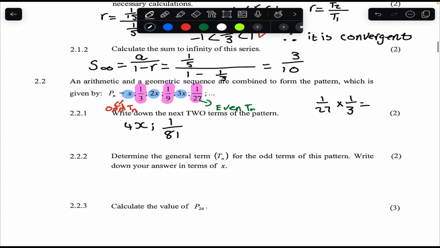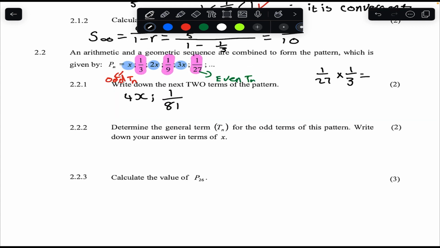Then for 2.2, determine the general term Tn for the odd terms, and now it links to what we already indicated, to the odd terms of this pattern. Write down your answer in terms of x. So we need to go back to our standard equation. So the standard function is then, let me just write that down for us first. So we have x, 2x, and 3x. So that is our terms that it will form.